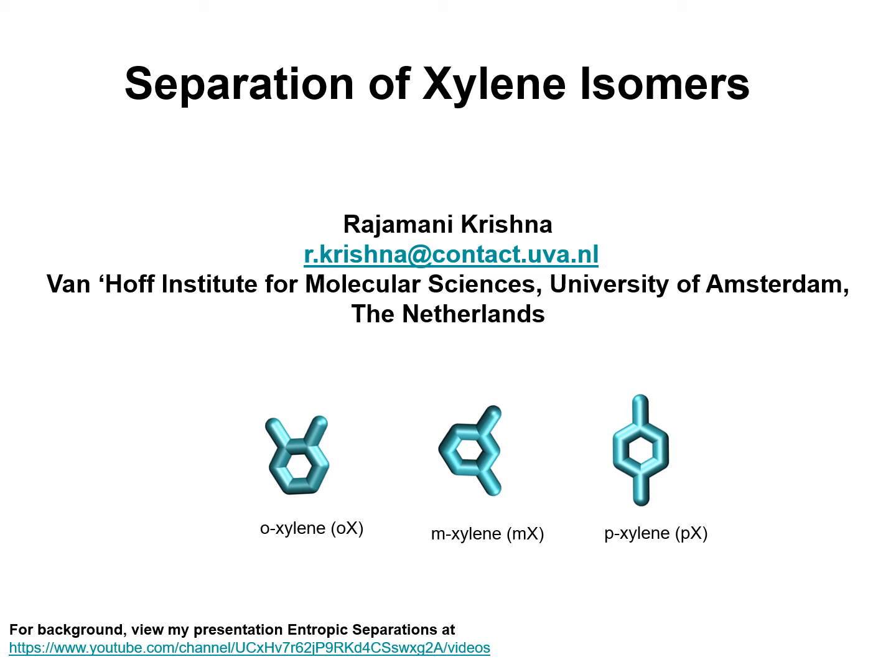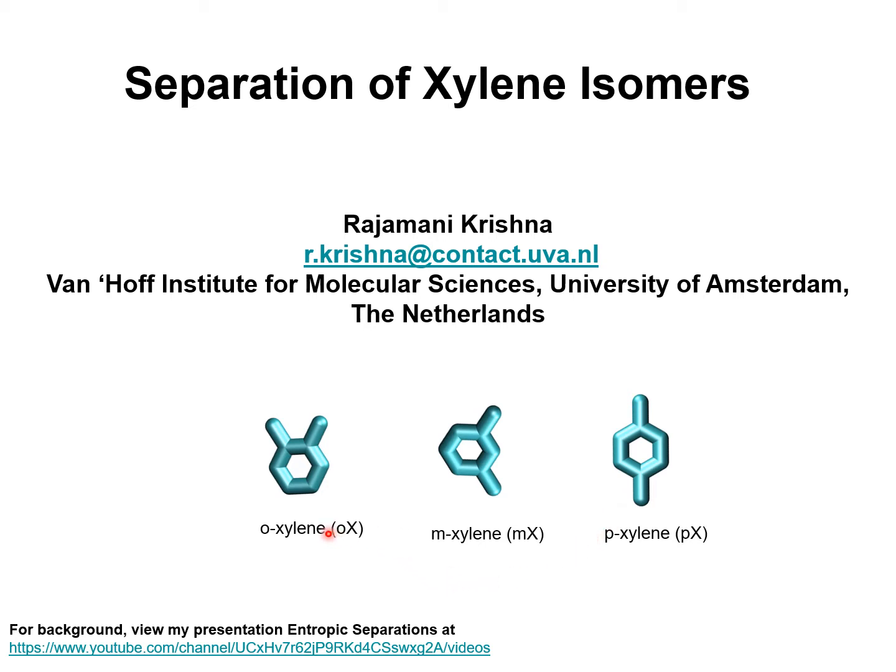Aromatic hydrocarbons that are valuable feedstocks in the petrochemical industries are most commonly obtained from catalytic reforming of naphtha. The xylene isomers, ortho-xylene, meta-xylene, and in particular para-xylene, are important chemical intermediates.